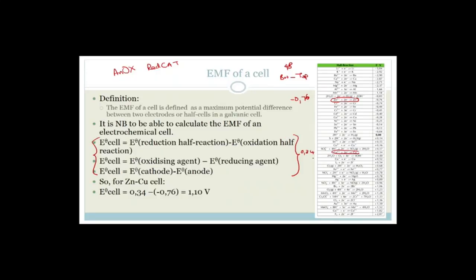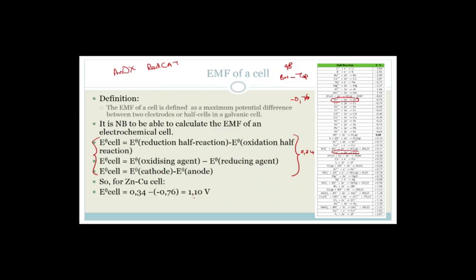You also know that this is going to be the reduction half reaction because it's lower than this one over here. So therefore, we can say that this is 0.34 minus minus 0.76, which is 1.10 volts. And what does that mean? That means that this reaction is spontaneous, because if E theta is bigger than zero, then this is a spontaneous reaction. But we'll speak about spontaneity later on.